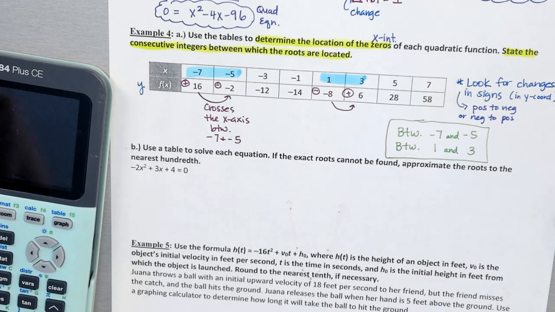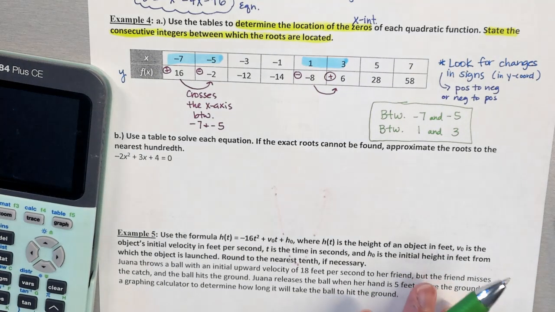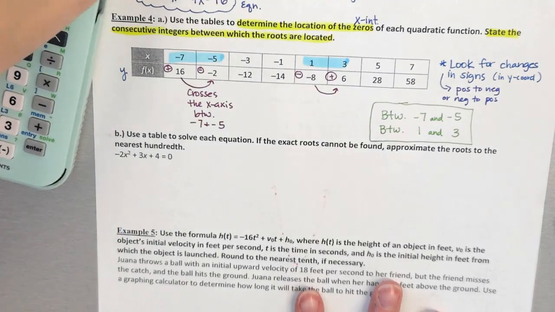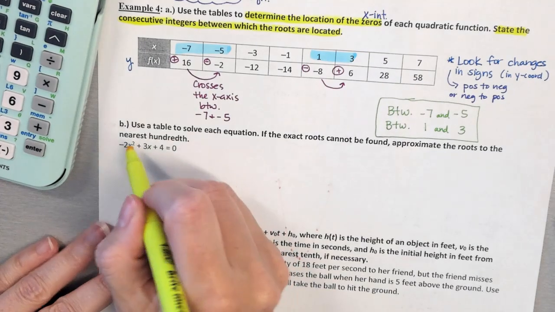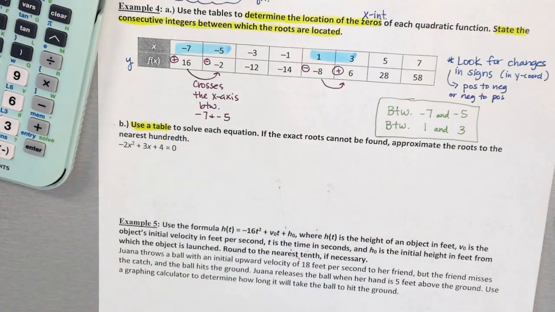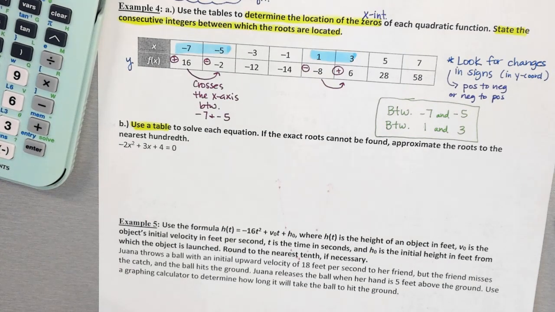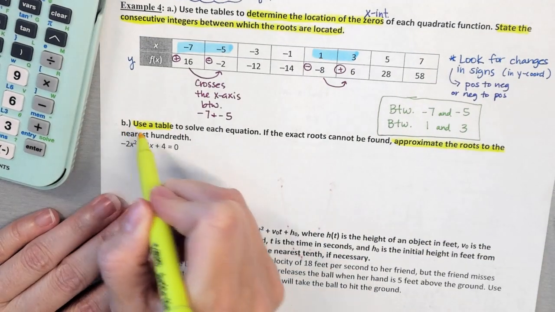All right, any questions for me on your table or what you're looking for? All right, then we will venture on to part B. So we are going to use a table to solve each equation. So again, it's telling you to use something specific, so we are going to be using the table. Remember I said there are multiple ways to do this. Right now we're practicing with the table. And if the exact roots can't be found, approximate the roots to the nearest hundredth.